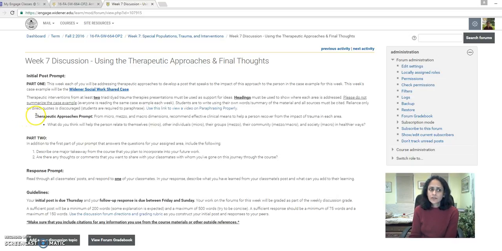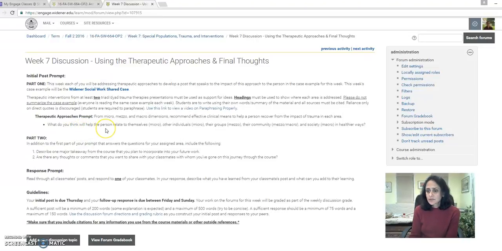We're just going to use one prompt, and that is a therapeutic approaches prompt. What do you think will help the person relate to themselves, to other individuals like her children, and to groups, such as friends? Community would be school, maybe libraries, and society, in healthier ways. She wants them to avoid certain institutions like prison or the streets. So that's macro.